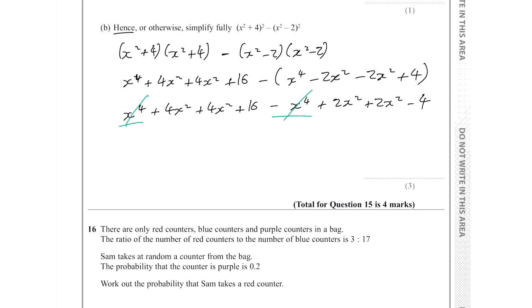If I change color now, we have x squared here, we have an x squared here, we also have an x squared here and here. So we can add these two together and add these two together. So 4 plus 4 is 8, 2 plus 2 is 4. So we have 8 plus 4, which is 12x squared. And finally, we're left with that there and that there. So what's 16 minus 4? That is 12. So plus 12.